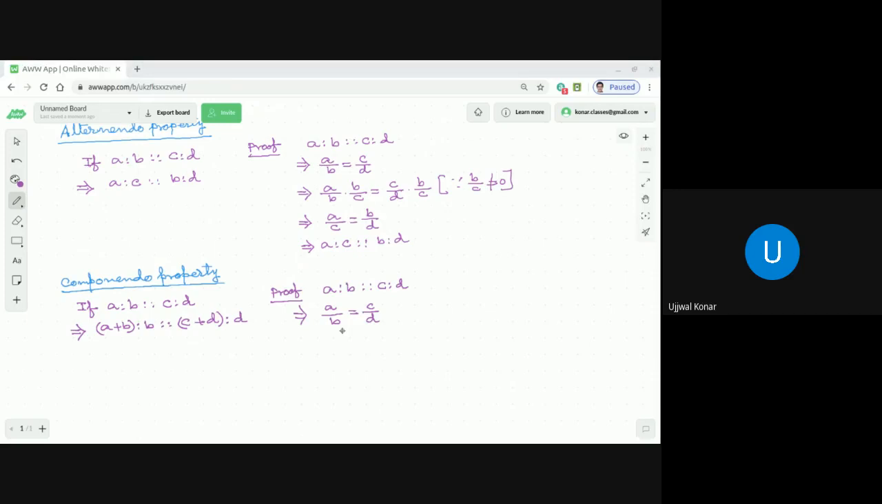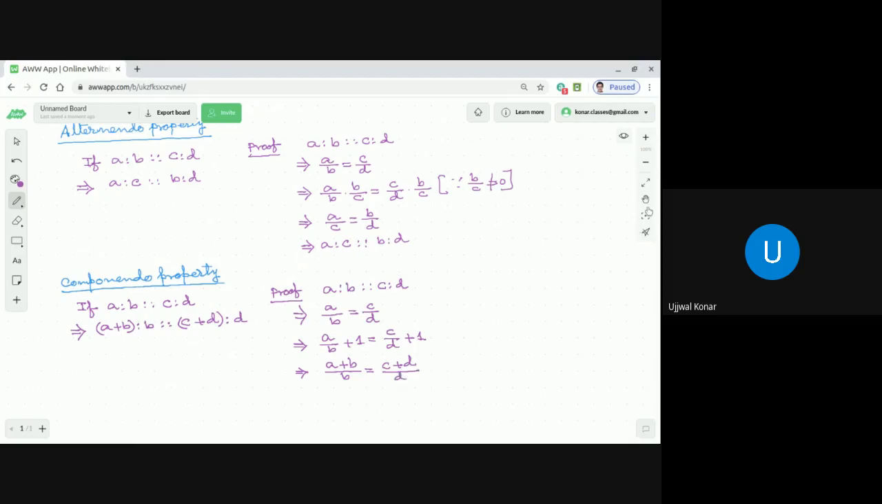Now, after that, what we are going to do? We are going to add 1 to both the sides. So this implies A by B plus 1 is equal to C by D plus 1. So from here, what we can see? A plus B by B is equal to C plus D by D.